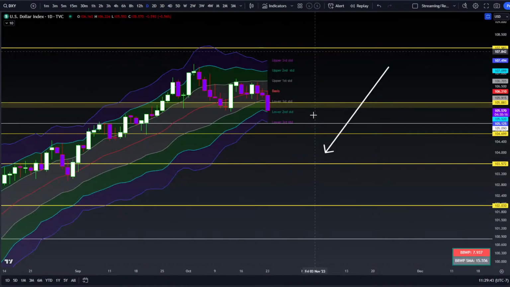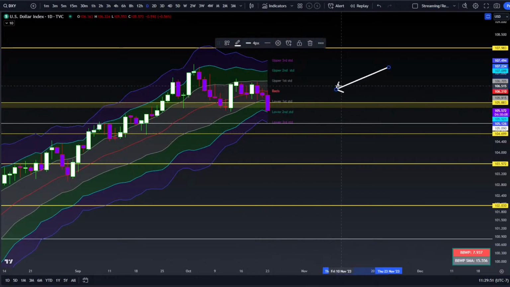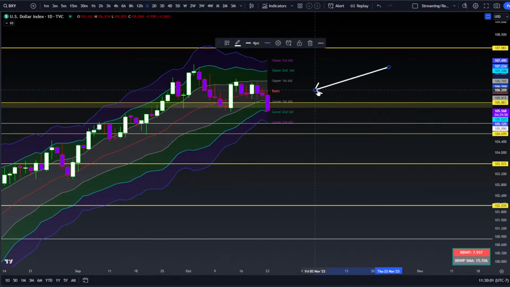So I would be aware of bounces on Dixie in and around this low to that 105, possibly 104.69 area. You can even take this high on the way back down, and that's going to be slightly below the lower second standard deviation at 105.38 to 40. Below there, then we start looking at 105 even, and then breaching into the upper 104 area. So that's going to be my daily look on this.